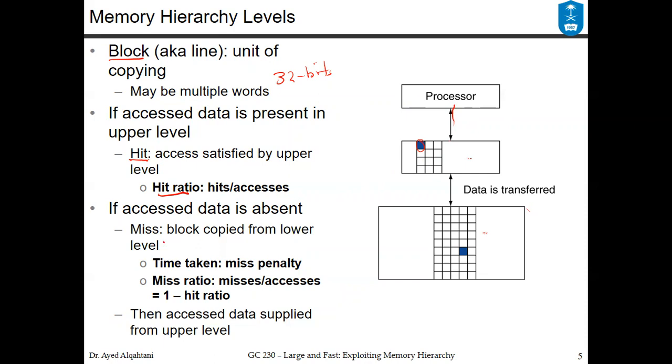The block is copied from the lower level. Since it's not there, you go find it in the lower level and then copy it into the upper levels. This operation will consume time, and this time is called the miss penalty. And to get the miss ratio, it's actually the misses divided by the number of accesses, or 1 minus the hit ratio that we already get from this formula. Then you access the data supplied from the upper level. So if there is a miss, you copy it, and then the processor accesses the new copy.